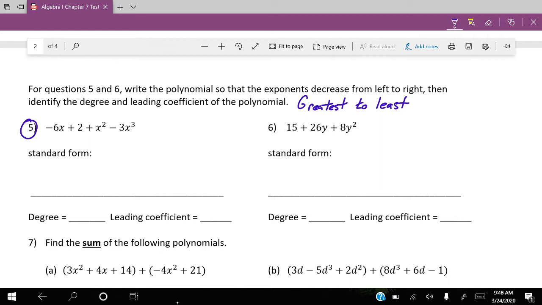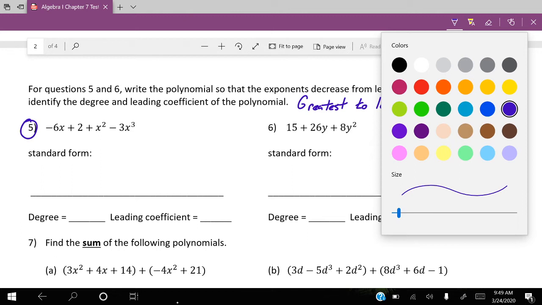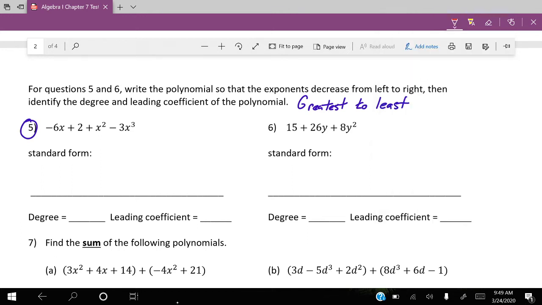What we want to do is identify the term with the biggest exponent. So I'm going to be writing in exponents in red. Negative 6x plus 2 plus x squared minus 3x to the third. So negative 6x is really negative 6x to the first. The reason we know this is because when exponents have a value of 1, they do not have to be typed down.